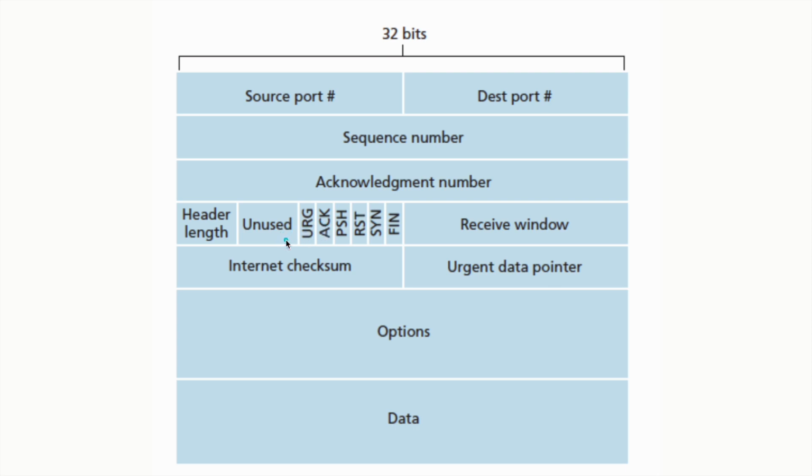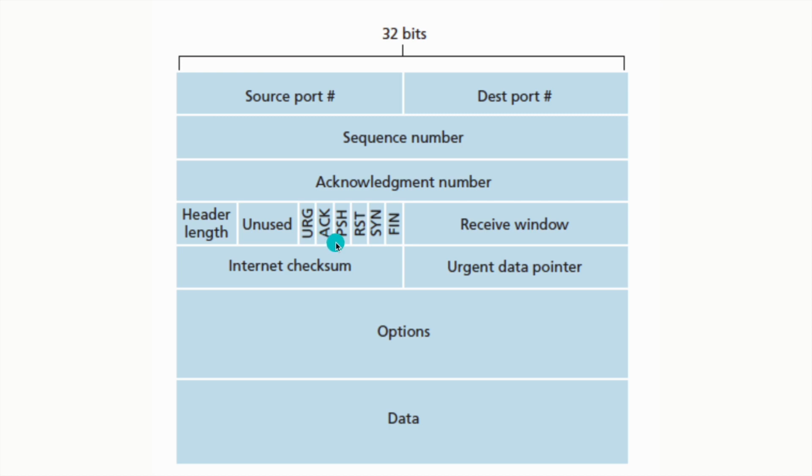The next one is the flags. The flags are contained within a 6-bit field, and they are also called control flags. The most commonly used flags are, first, the URG, the urgent flag. This flag is used to indicate that the data in the segment is urgent and should be given priority processing. And the next one is the ACK. This flag is used to acknowledge the receipt of the data. When this flag is set, the acknowledgement number field in the TCP header contains the next expected sequence number.